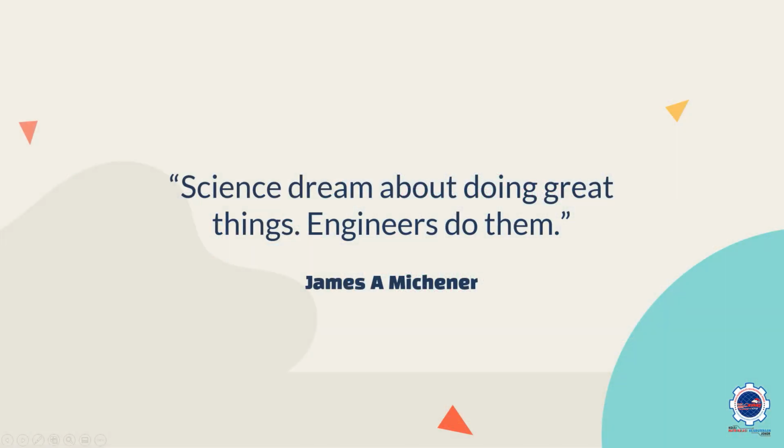James A. Michener said that scientists dream about doing great things, engineers do them. So in conclusion, scientists are the ones who create theories and engineers are the ones who implement them. Scientists will be telling the engineers what to make or what to design, and engineers will be telling the scientists the constraints, while technologists will be involved in making hardware and processes of the things that the engineers have designed. They are indeed different, but they work very closely together.